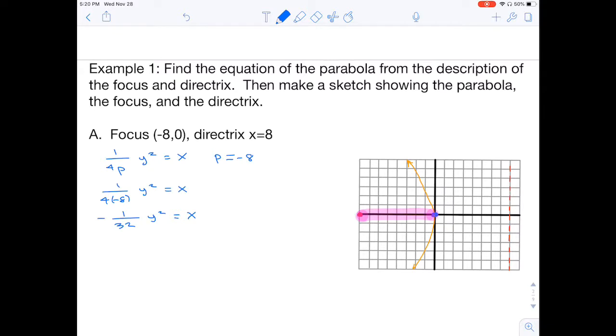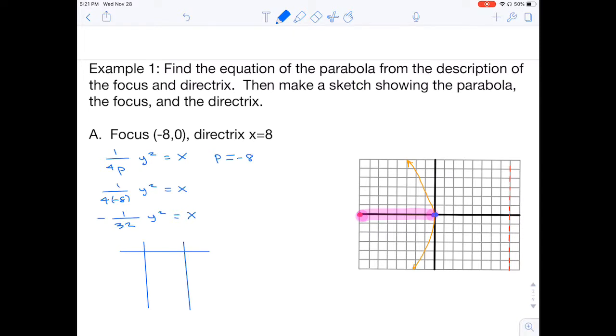The next thing we're going to do is an actual nice graph, because again, the graph that I made was just a quick little sketch to give me an idea of how it was opening up. So we're going to make a table. All I need you to do when you make this table is choose 3 points, with one of the points being every single time 0, 0.